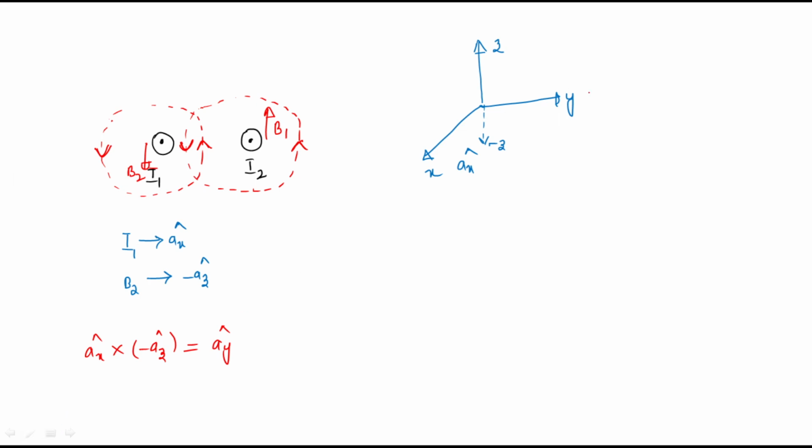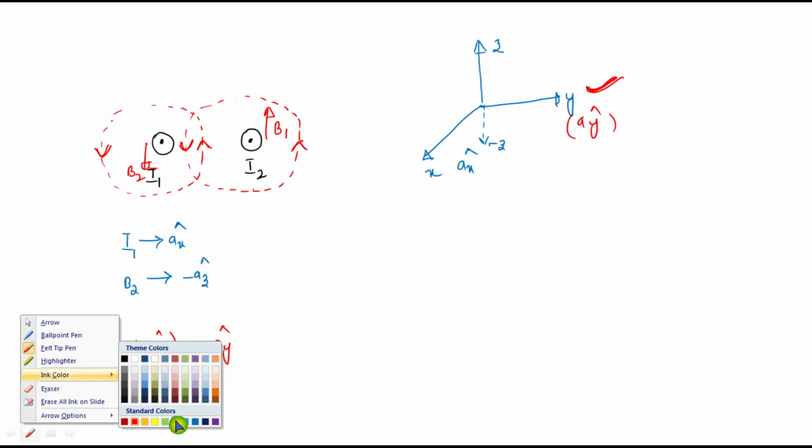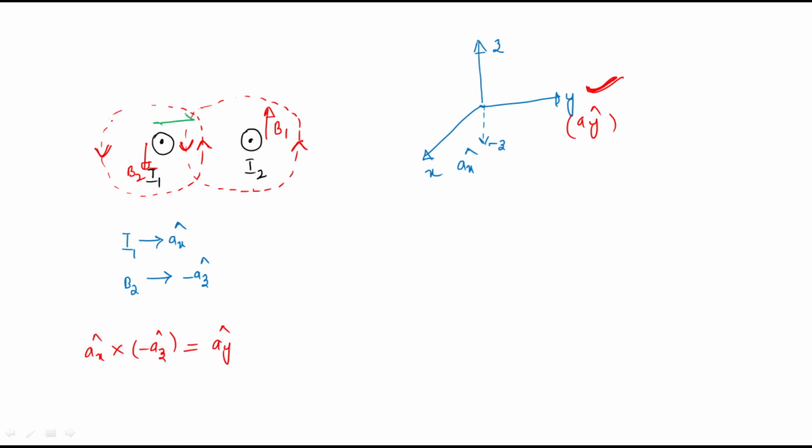So obviously the force direction is ay, which is nothing but the positive direction of this direction. This is nothing but ay cap, right? So obviously what is the force direction? Which is this direction. See, this is F21. See, this is the same as this coordinate plane y.